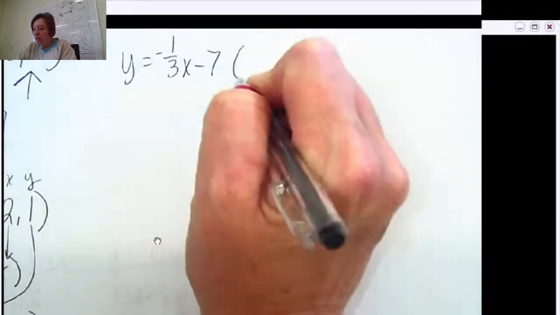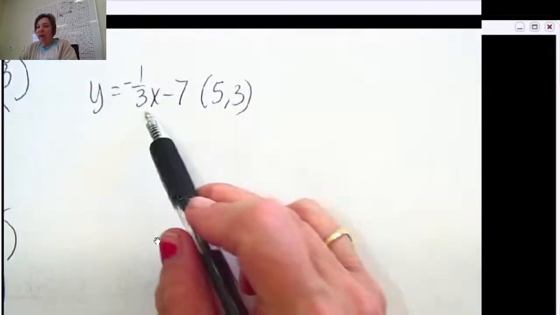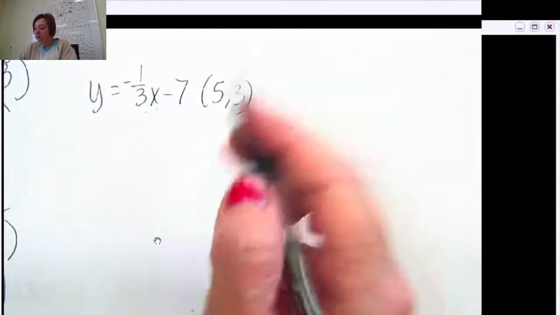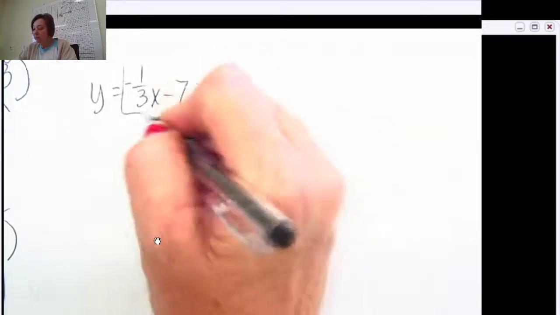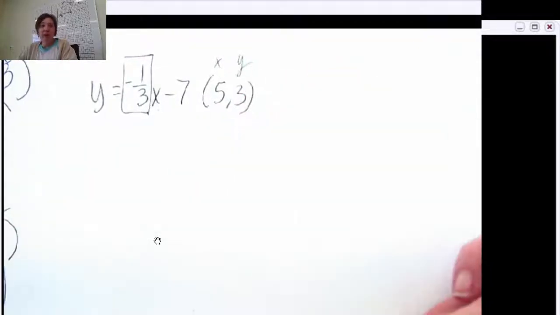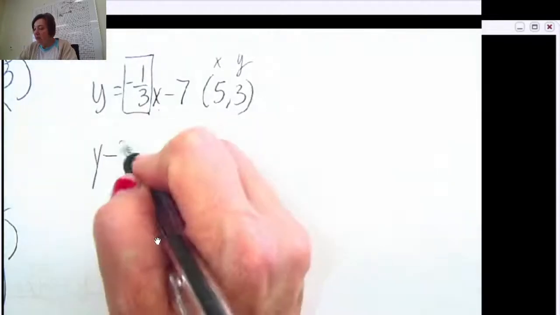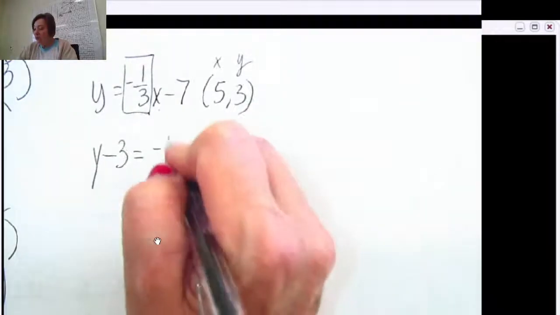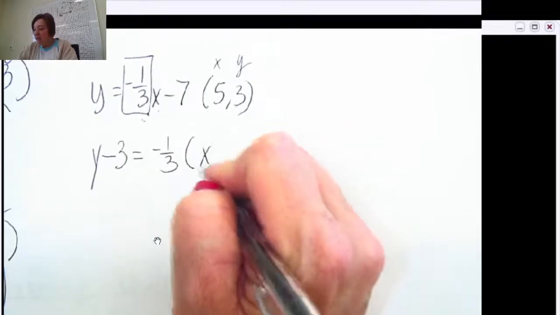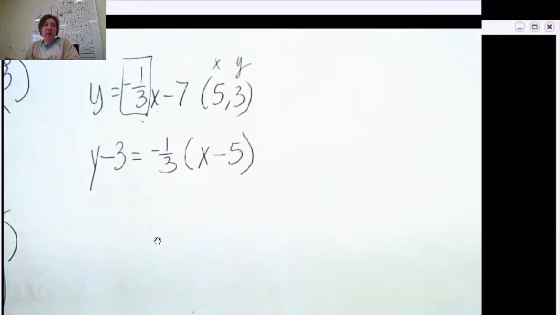So if you look at one that looks like this, and it says y equals negative 1/3 x minus 7, and it passes through (5, 3), right? So we know it's parallel to this one. It goes through that point. What's our slope? This is our x value. That's our y value, right? So we'll do y minus 3 equals negative 1/3, that's our slope, times x minus 5. That's the equation in point slope form.